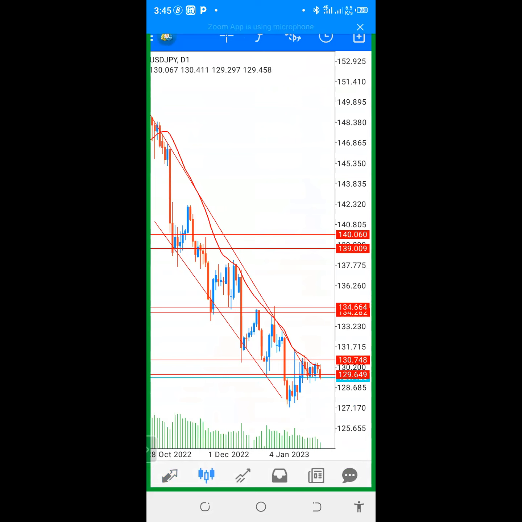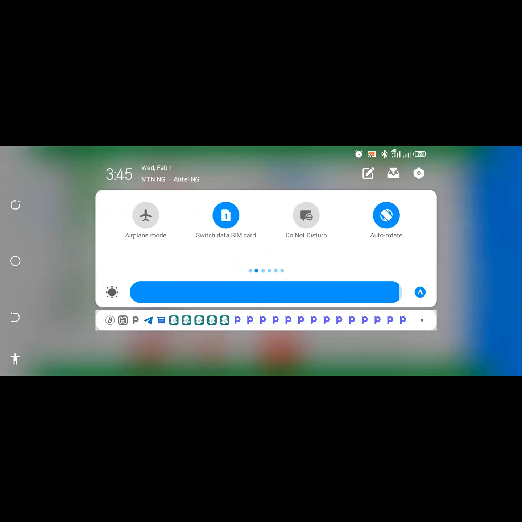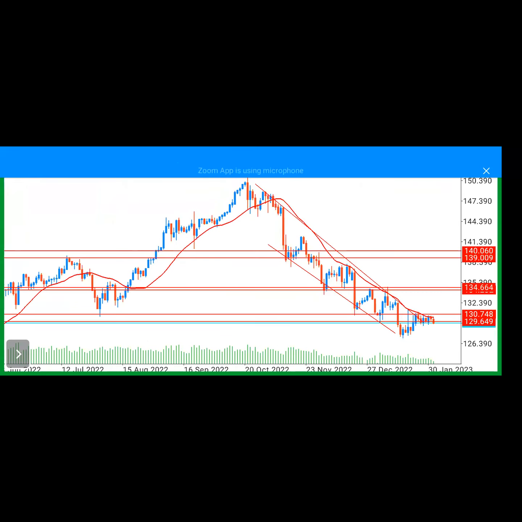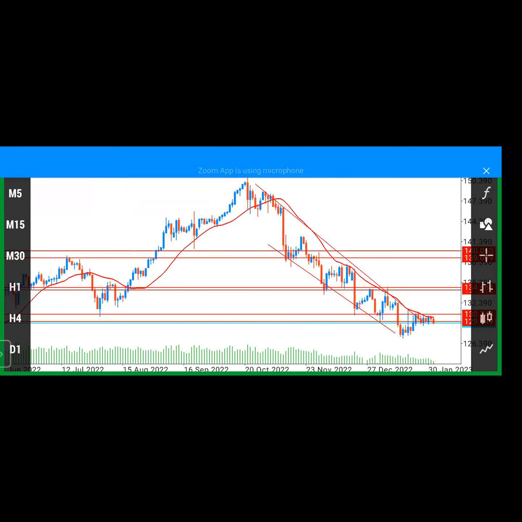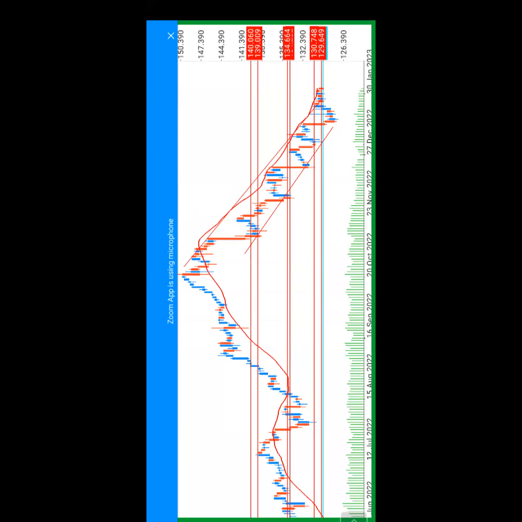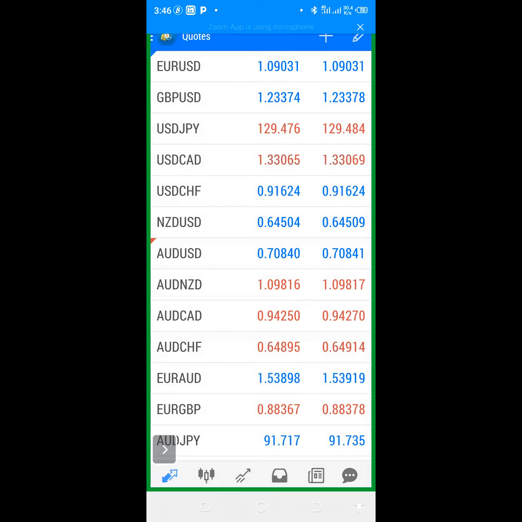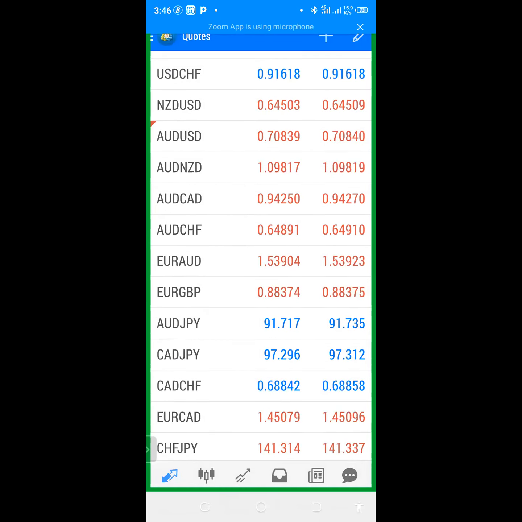Okay, so we're going to use a different trend. Let's check out, let's see. Go on your currency pair list. We're going to select another currency. Check out EURJPY. Let's check EURJPY.